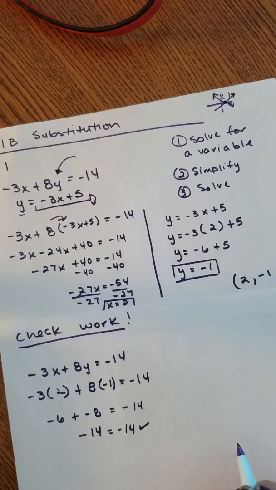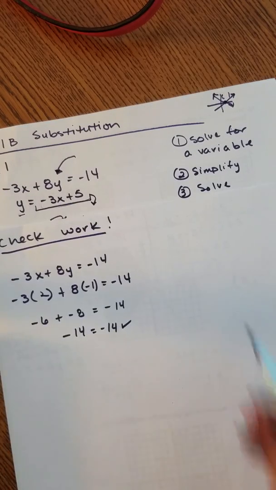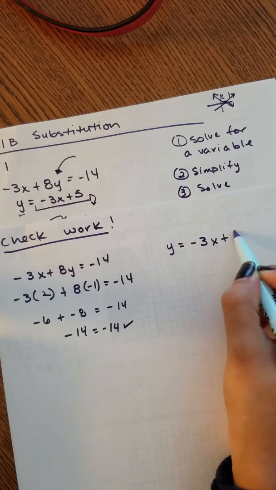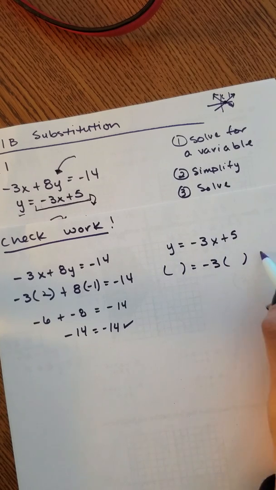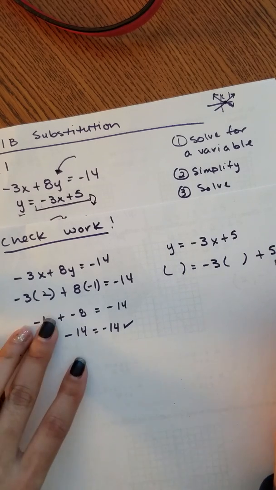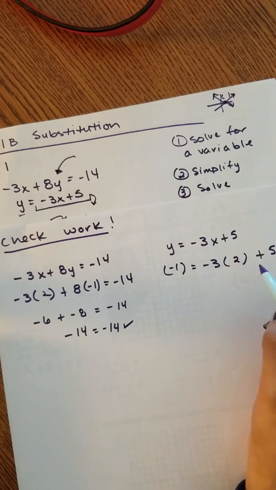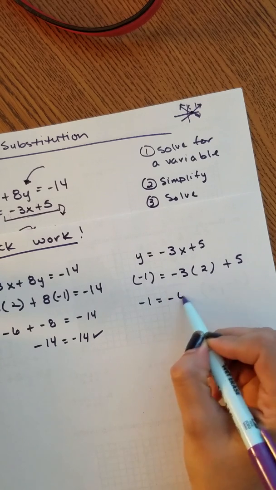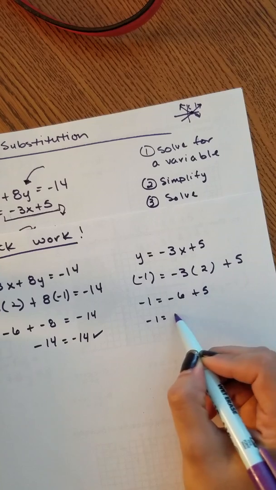Okay, so we'll check again for the other one. Y is equal to negative 3x plus 5. So y is equal to negative 3 times x plus 5. Y is negative 1, x is 2. Go ahead and simplify here. Negative 1 is equal to negative 6 plus 5. Negative 1 is equal to negative 1.